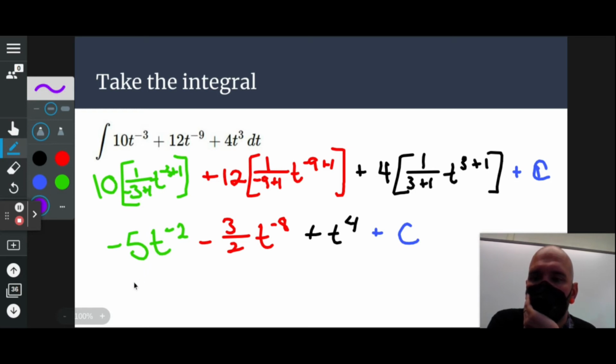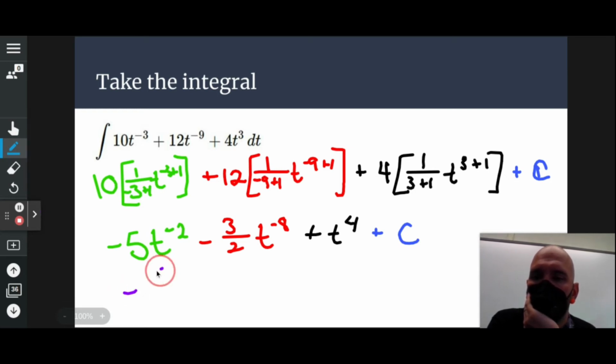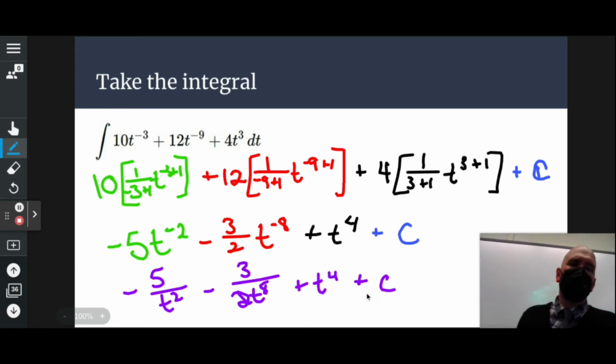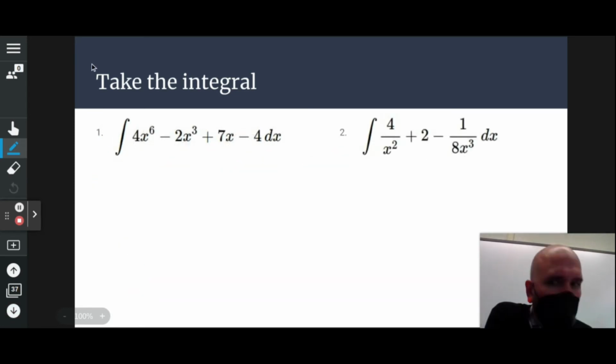Let's move that t to the negative 2 to the bottom. That's where Drake started. Let's move that t to the negative 8 to the bottom. That's where Drake started. And then plus t to the fourth, and then plus c.